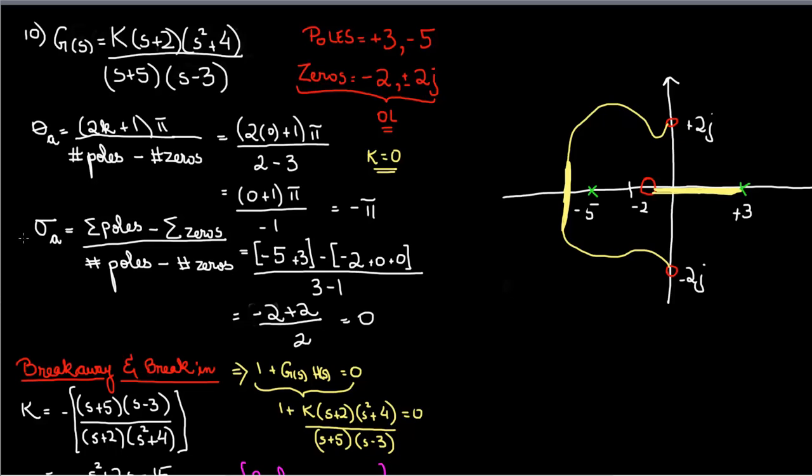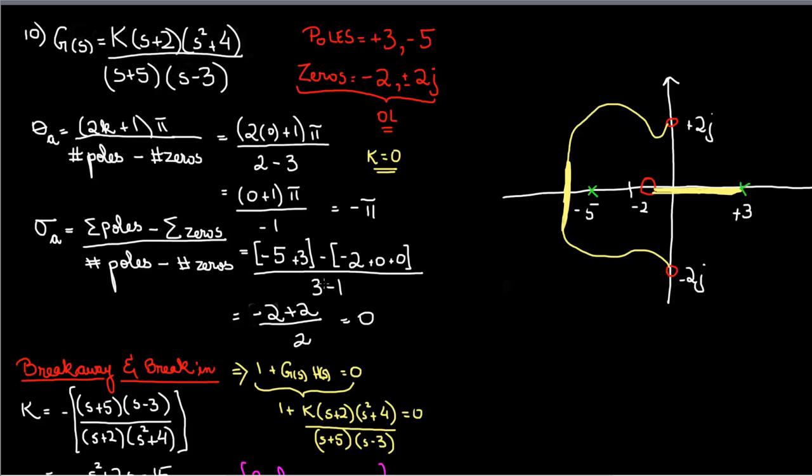Now, to find the center of the asymptotes, you would use the formula: the sum of poles minus the sum of zeros, divided by number of poles minus number of zeros. And the numerator actually equals 0. So you know that this value is going to be -pi, 0, telling you that it's on the x-axis, and that tells you that you're going to have to find your breakaway and break-in points.